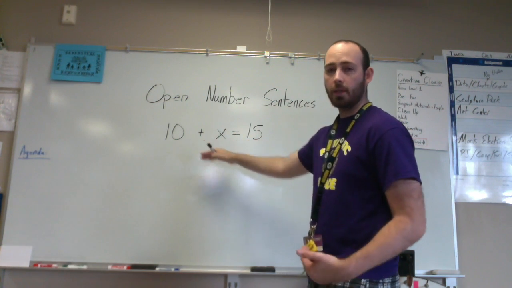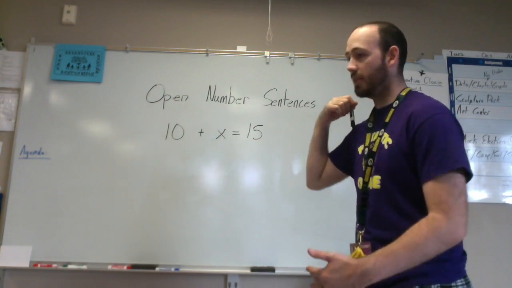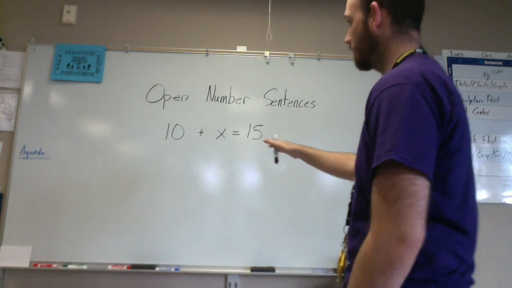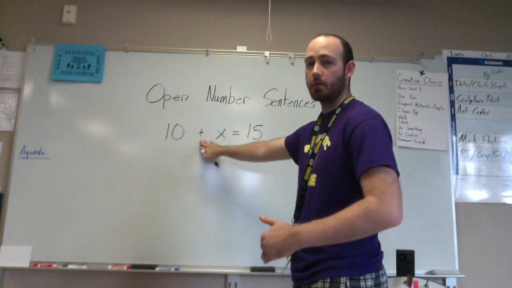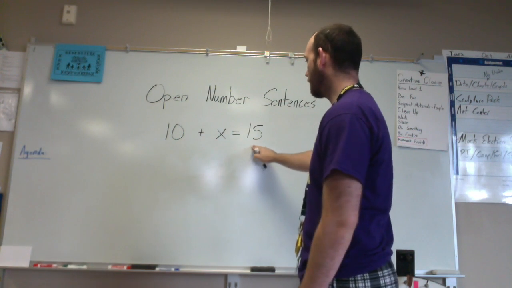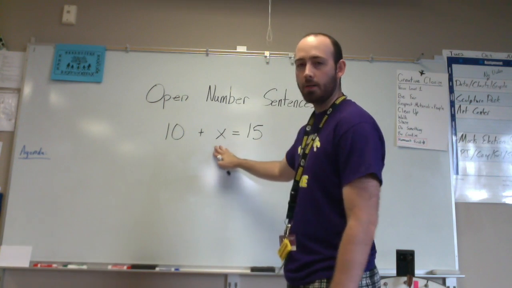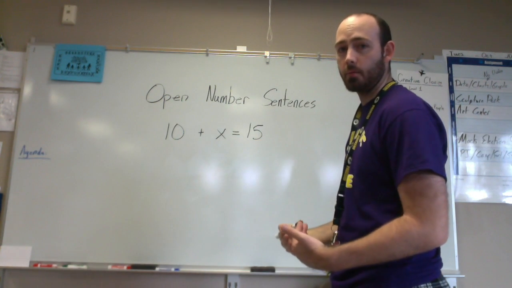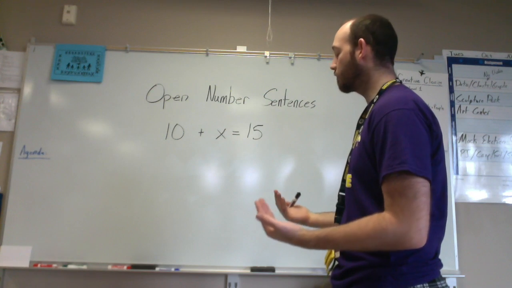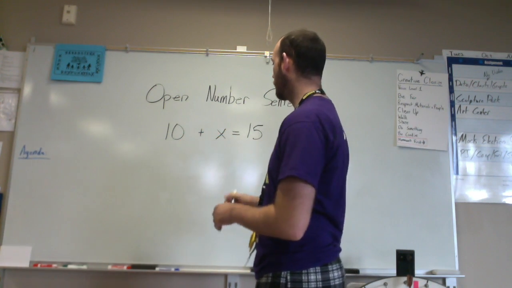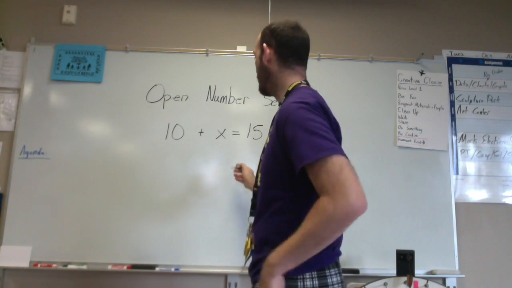In my mind, the way that I think about this is I think of the inverse or the opposite of the operation that's there. So this is addition. The inverse of that is going to be subtraction. So I like to think 15 minus 10 gives me what? Or I can think in terms of fact families. Which number is missing in this fact family? If I have a 15 and a 10, I'm looking for a 5.